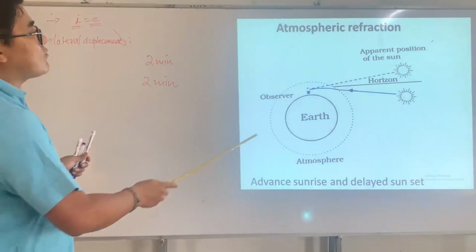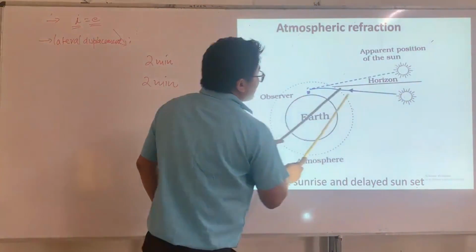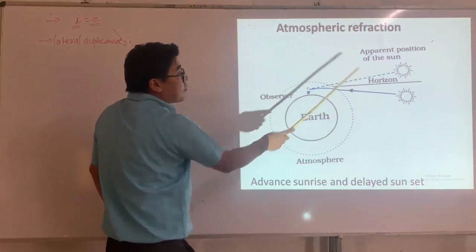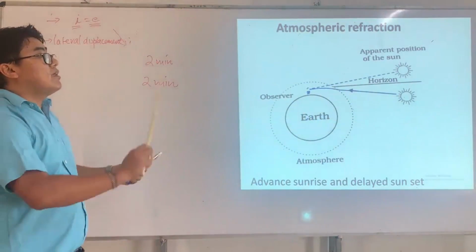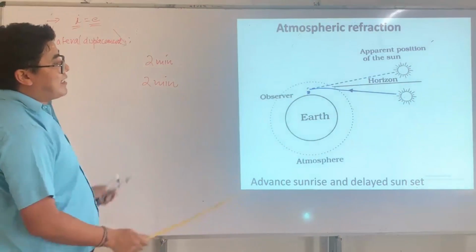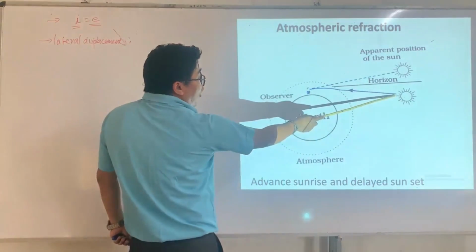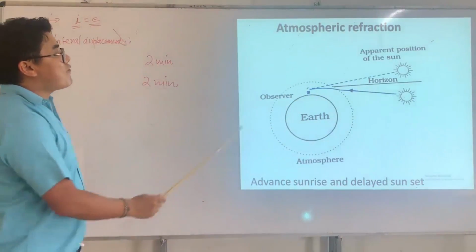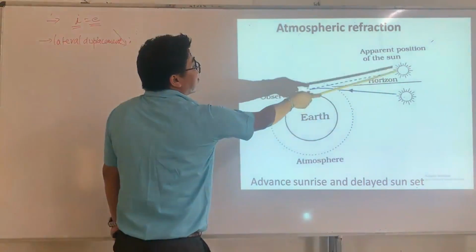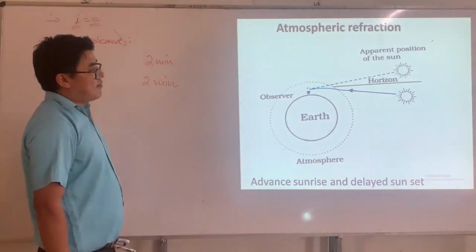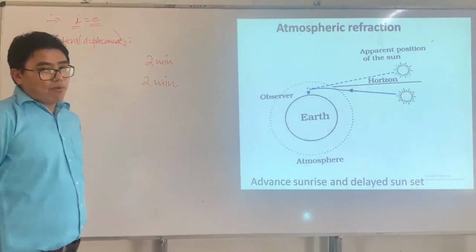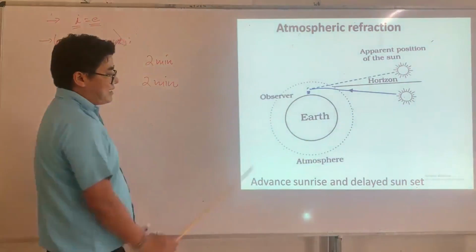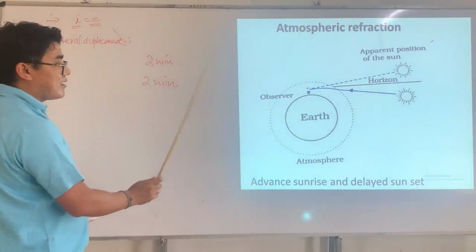Likewise, this is what we call the horizon. If the actual sun is below the horizon, we won't be able to see it, because light doesn't go in a bend. However, because of the bending that takes place in the atmosphere, the sun appears earlier. Likewise, we can define the delay in sunset and the advance in sunrise.